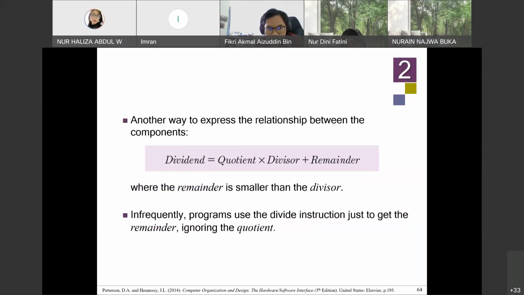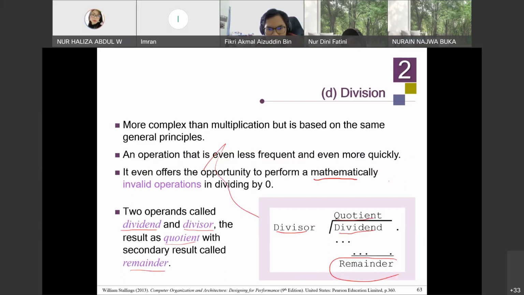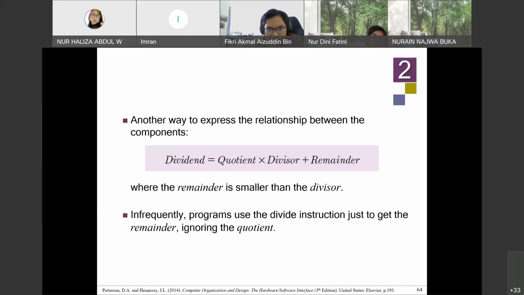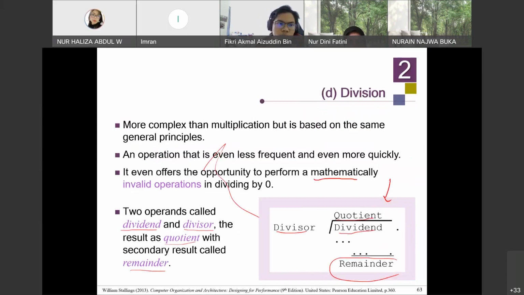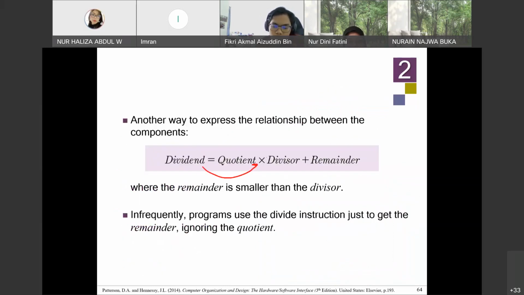And another way for you to represent this normal mathematical form is like this: if you have the division here, you can move it to the right as a multiplier, isn't it? And then you add on the remainder. This is the normal mathematics you learn in secondary school. And next, the remainder is smaller than the divisor.